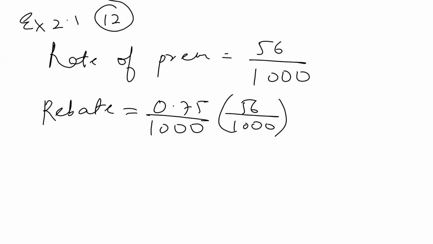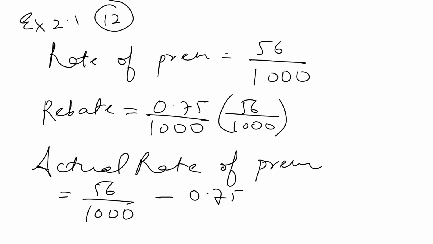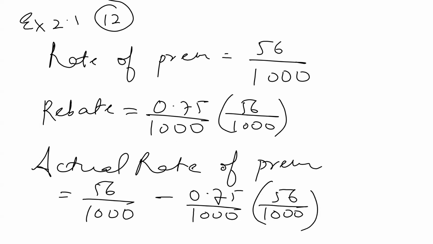And then actual rate of premium, which is equal to original rate minus the discount which is given. Okay. 56 per thousand. So this is the actual rate of premium. I'll explain this again. See, rate of premium is 56 per thousand. Rebate is a kind of discount which is given on the actual rate. So the discount is 0.75 per thousand, of the actual rate. Okay, and once we calculate this, we'll just calculate the actual rate.